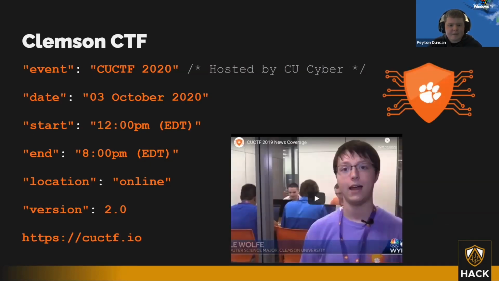Another event coming up is Clemson CTF. CU CTF is coming up on October 3rd from noon to 8. This will be an online CTF that we'll be competing at under NightSec. These guys put on a really good CTF last year, from what I've seen. And they will also be holding a boot camp for people that want to get into CTF, so may not know much about how to do them.